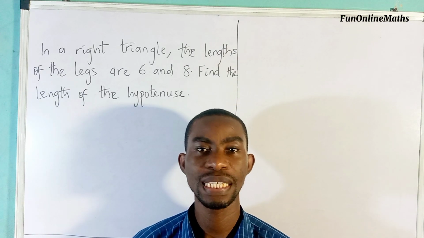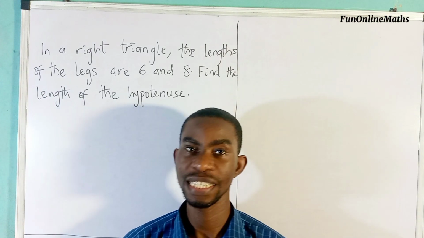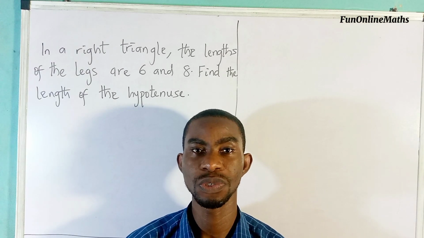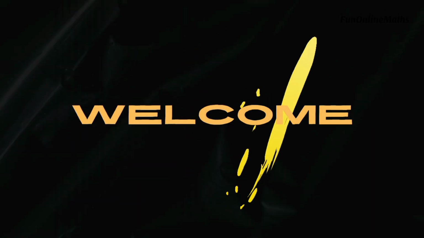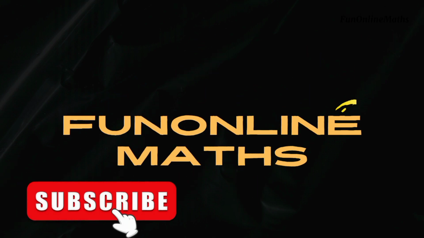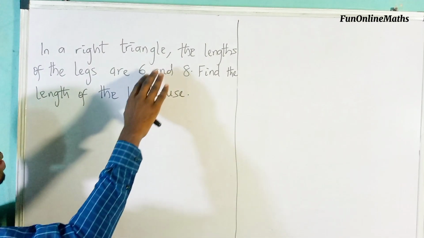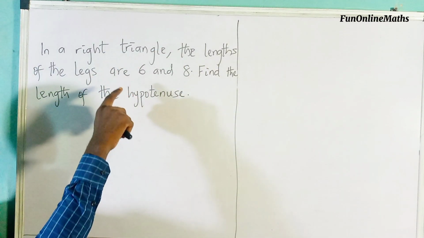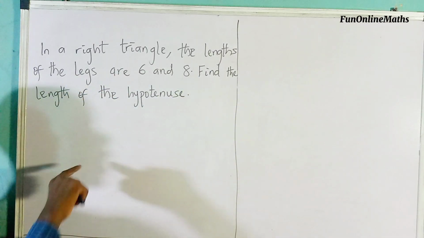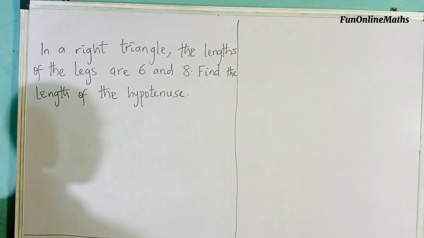Today we'll be looking at a geometrical question, finding the length of the hypotenuse of a triangle. So the question says, in a right triangle, the lengths of the legs are 6 and 8. Find the length of the hypotenuse.